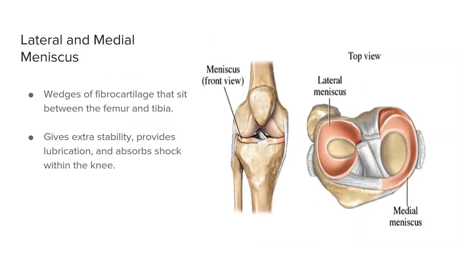All right, and we have the lateral and the medial meniscus. So the lateral wedges of fibrocartilage that sit between the femur and the tibia. And the medial meniscus gives a little extra stability, provides lubrication, and absorbs shock within the knee.